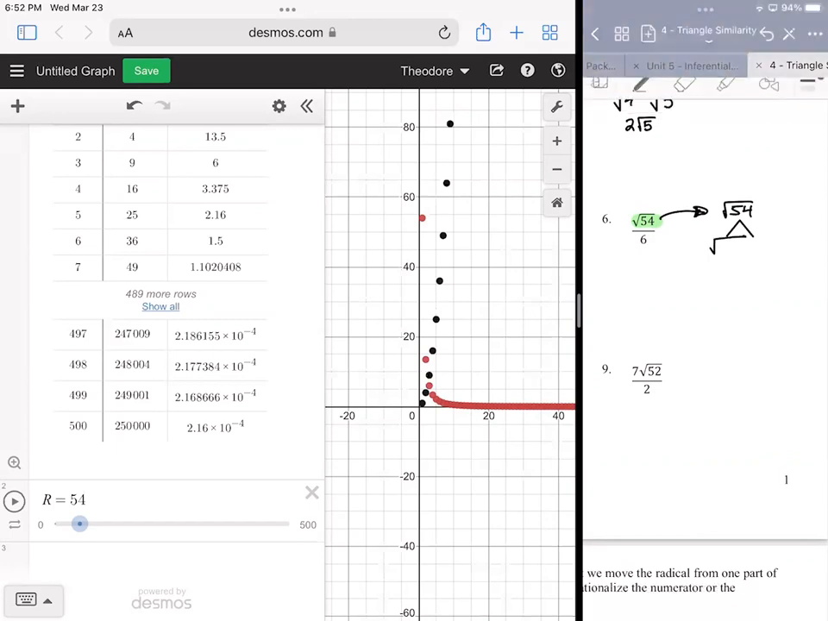That was a little obnoxious on the radical there. Obnoxious being the word of the day. My obnoxious radical symbols. The second one's a little more sassy than the first one, but we get there.